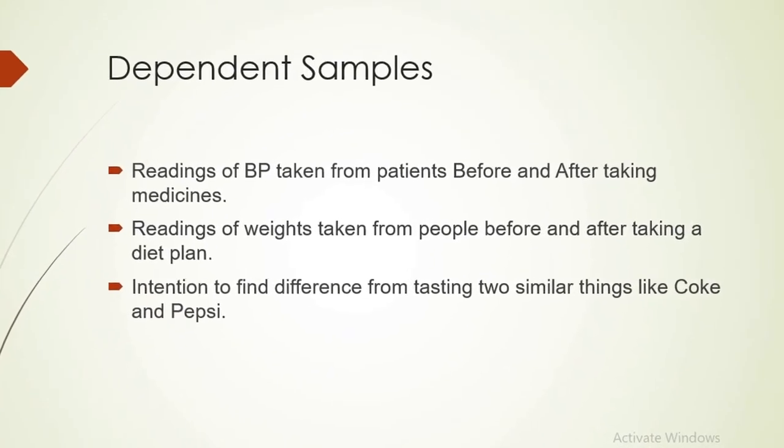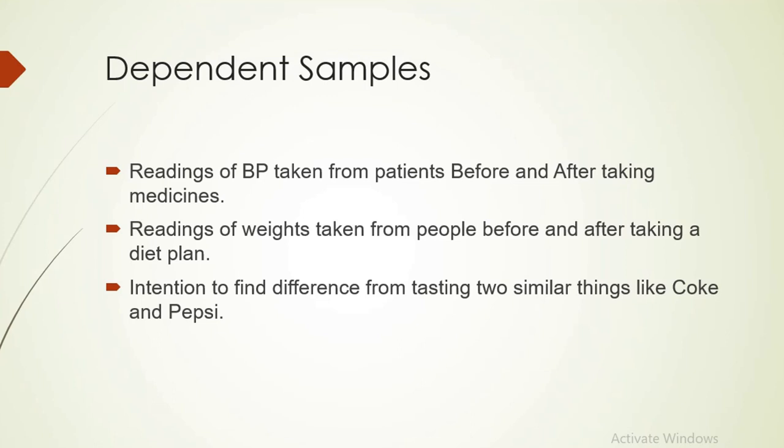As I already told you, the previous 4 cases are for independent groups. It means none of your samples depends on the other, but there are so many experiments and observations where we have to tackle dependent samples. For example, readings of blood pressure taken from a patient before and after taking medicines. This will give you a difference between whether your medicine is working or not.